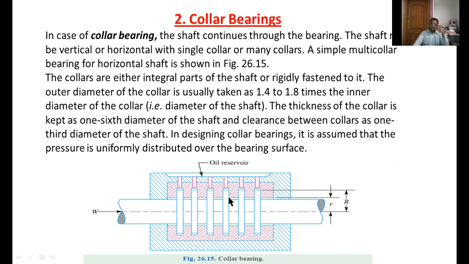In designing collar bearings, it is assumed that the pressure is uniformly distributed over the bearing surface. Here the shaft may be vertical or horizontal with a single collar or many collars. This figure shows a simple multi-collar bearing for a horizontal shaft. Here the load is acting along the axis of the shaft, and for supporting this load we are using the collars.